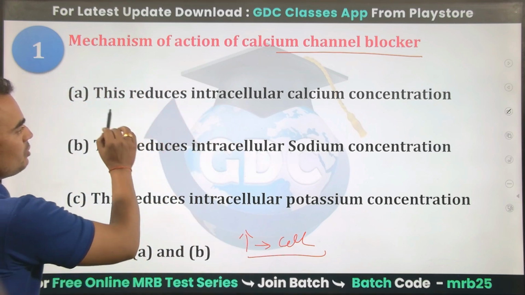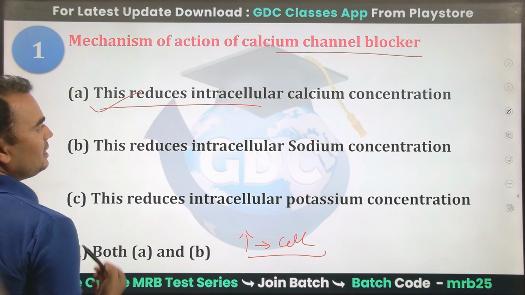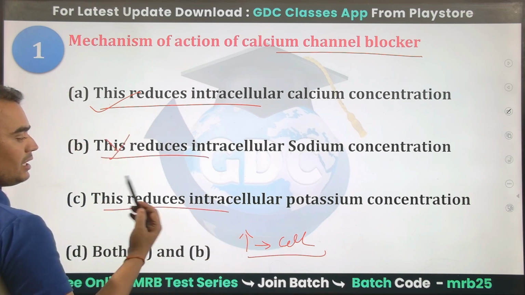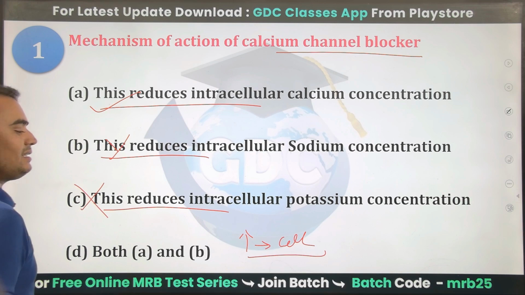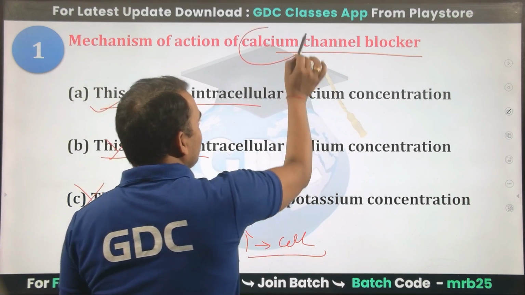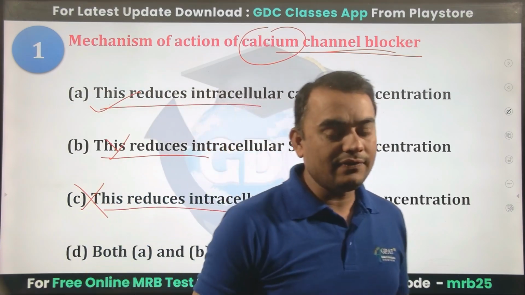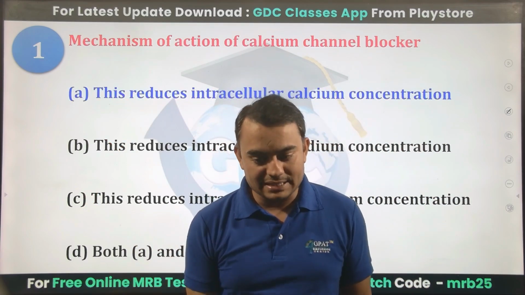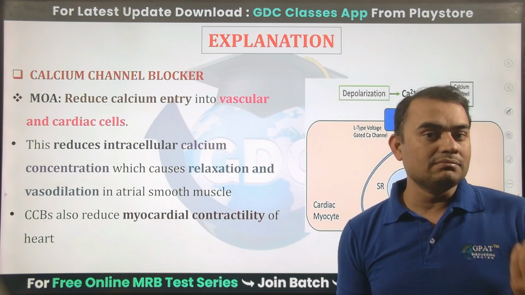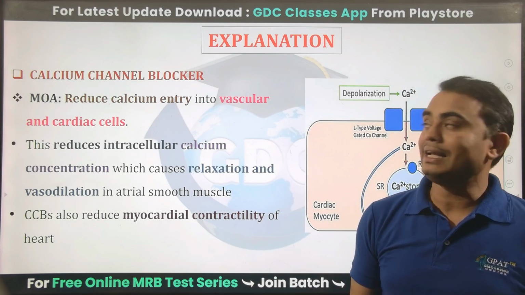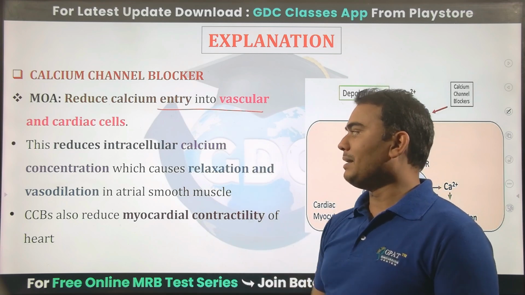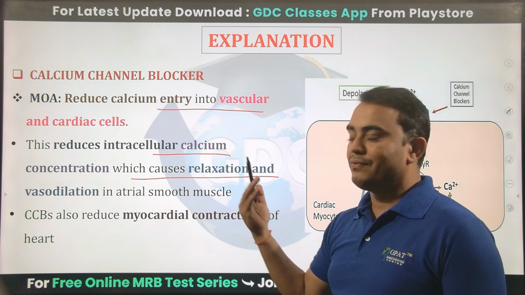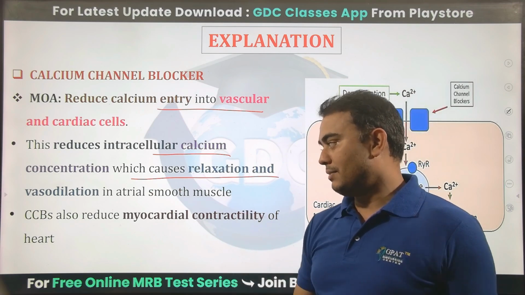So yes, this reduces intracellular calcium ion concentration. Does it reduce intracellular sodium ion concentration? No. Does it reduce the intracellular potassium ion concentration? Not at all. As its name indicates, it's a calcium channel blocker, so obviously it will inhibit the calcium channel, and that's why it reduces the entry of calcium inside the cell, and there will be no contraction, that will be relaxation and decreased BP. It reduces calcium entry inside the vascular and cardiac cell, reduces the intracellular calcium ion concentration, which leads to relaxation and vasodilation.